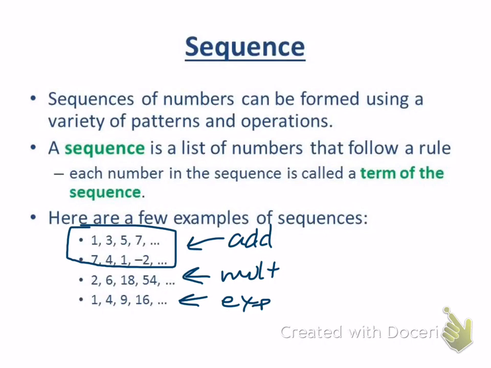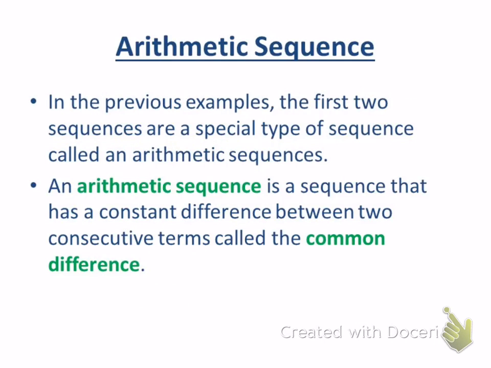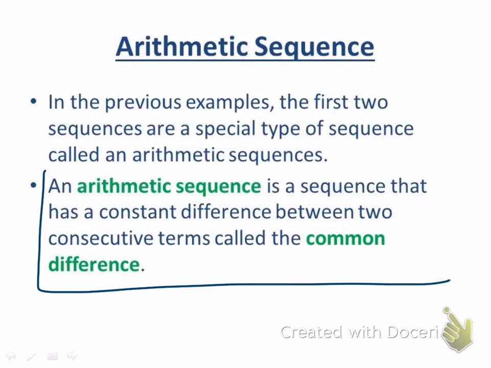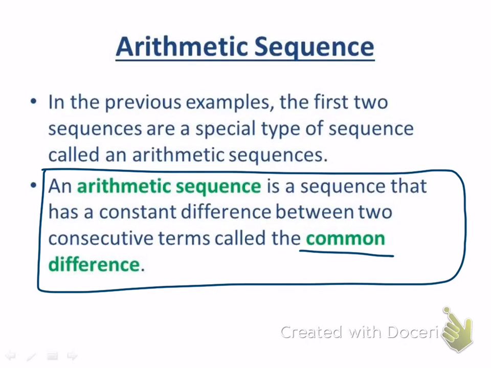Okay. So an arithmetic sequence is a sequence that has a constant difference between two consecutive terms. All right, and that's called the common difference. All right, so a common difference there. All right, so an arithmetic sequence is a sequence that has a constant difference between two consecutive terms.